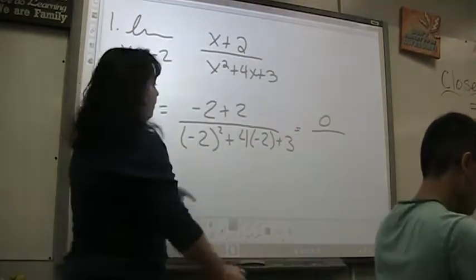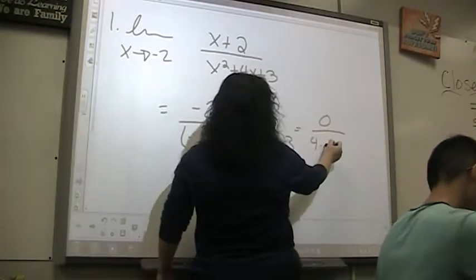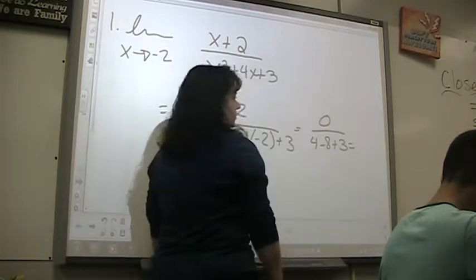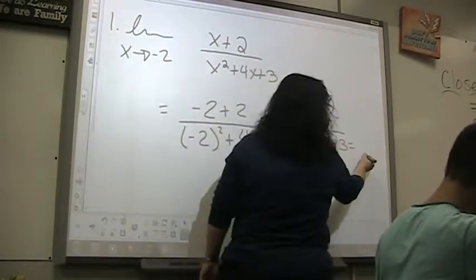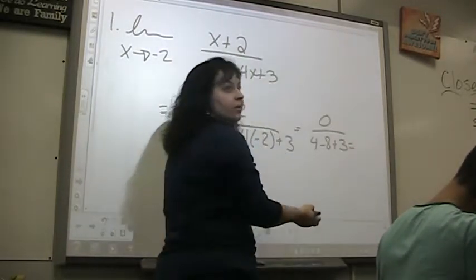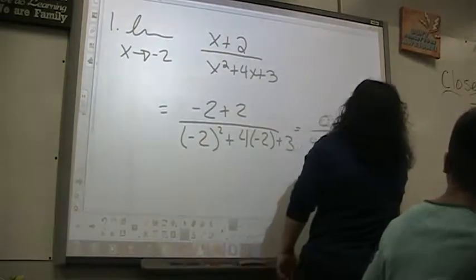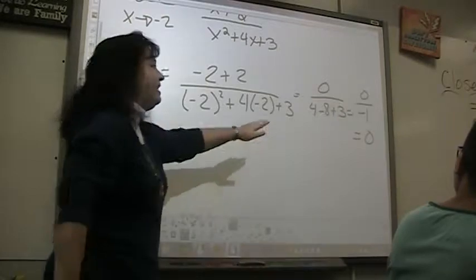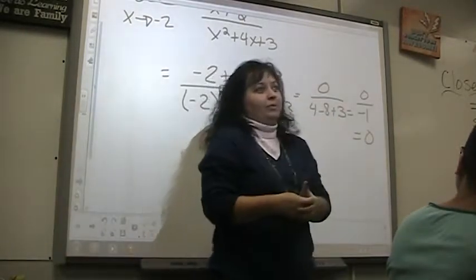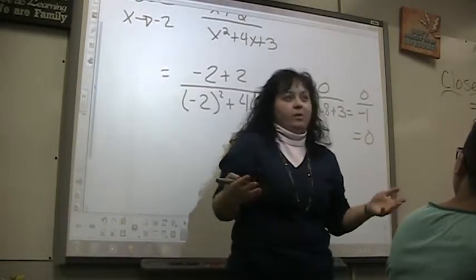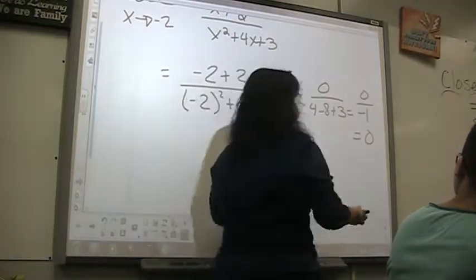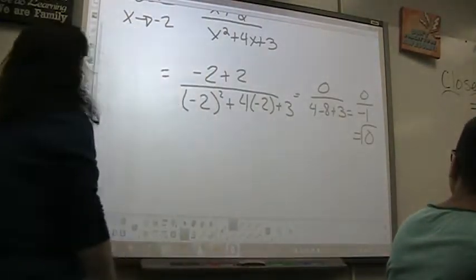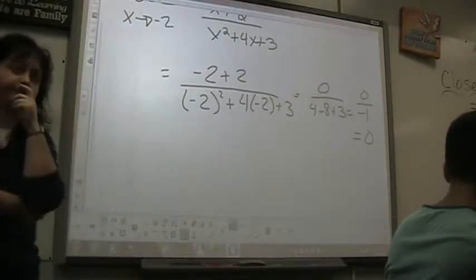So that's what? 4 minus 8 plus 3. Well, I'll try to do the math. So it's 0 over -1, and it's 0. I didn't get 0 at the bottom, so is it okay that this limit approaches 0? Yes, there's my answer. Don't box. Yeah, you're done.